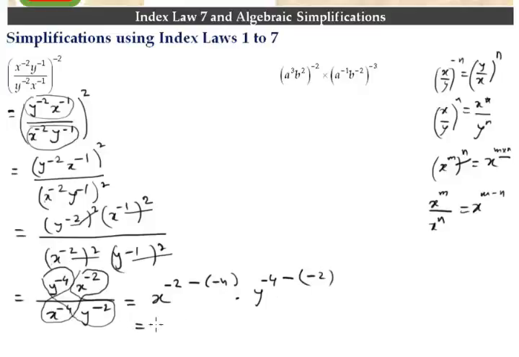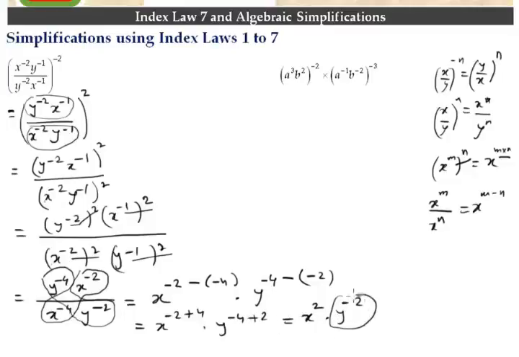So we can write x to the power minus 2, minus minus 4, which is minus 2 plus 4, and y to the power minus 4 plus 2. So here we are getting x to the power 2, and here we are getting y to the power minus 2.